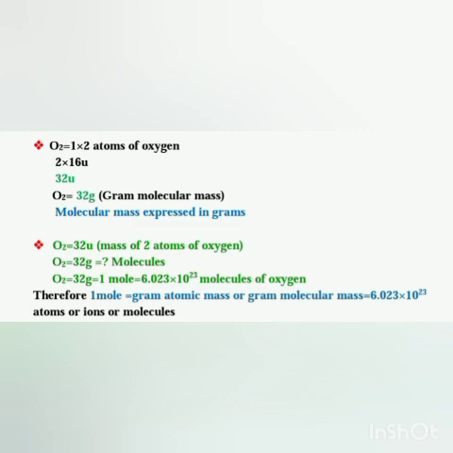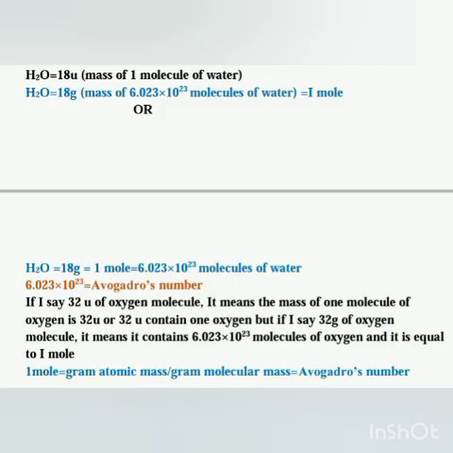And how many molecules or atoms are present in gram atomic mass or gram molecular mass? That is 6.023 × 10^23. Now please see another example: H2O is equal to 18 u, meaning the molecular mass of water is 18 u. So 18 u is the molecular mass of 1 molecule of water. If I convert it into gram molecular mass, then it will become 18 grams.